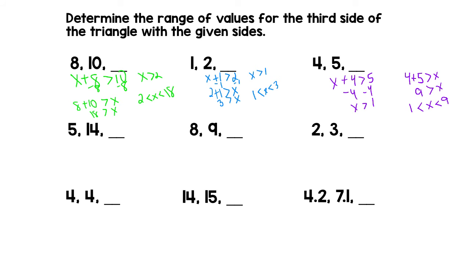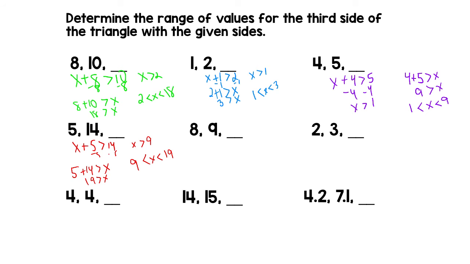Let's do some more. x plus small number is greater than big number. And little number plus big number is greater than x. So we subtract 5, we get x is greater than 9, and we add them together and get 19 is greater than x. So our range is 9 less than x less than 19.